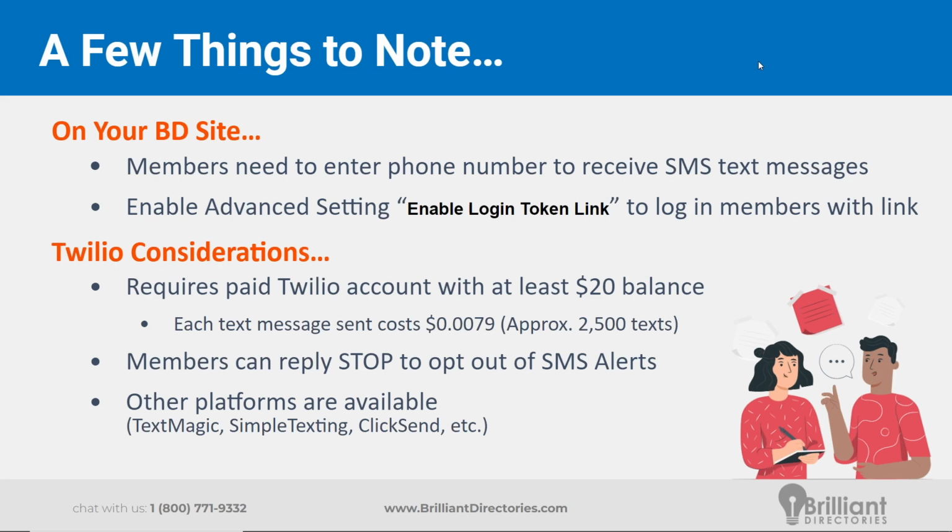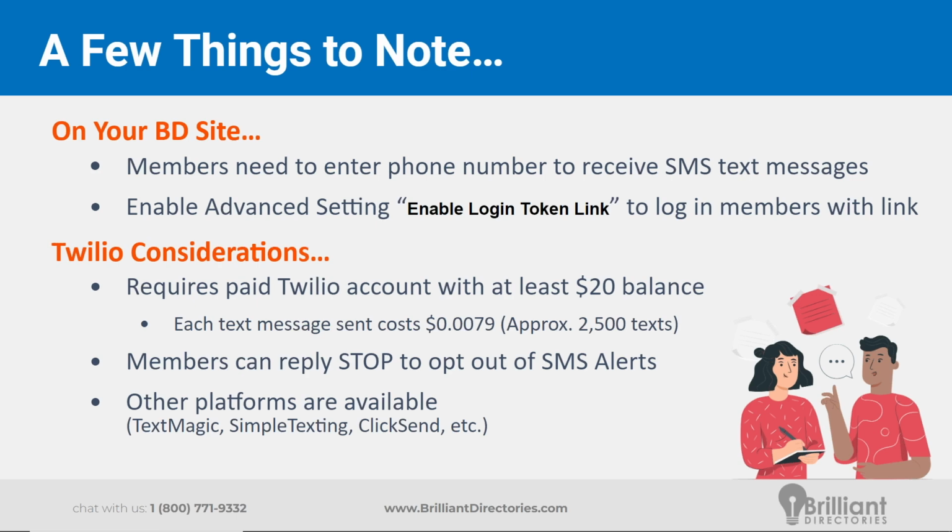And a few quick final things to note before we show how to set this up. On your Brilliant Directories website, your members will need to enter their phone number. That phone number field is already a default field in the contact details form that they fill out. So as long as they put their phone number in there, we'll have their phone number that we can send text messages to. And then there's also an advanced setting in the admin area that you're going to want to enable. That advanced setting is enable login token link. That will allow us to send a login link to the member in the text message that they could just quickly tap on, and it'll immediately log them in to their account on our website.